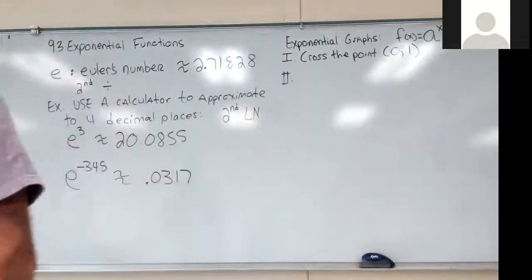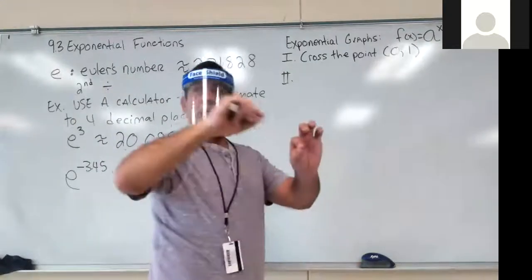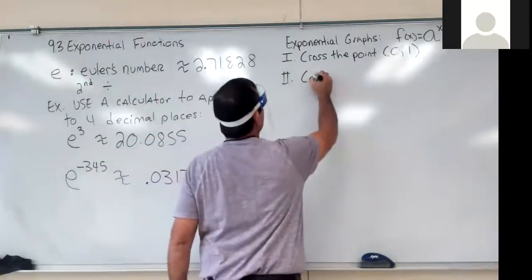These graphs are continuous, which means they'll have no holes in them or no asymptotes happening. So they'll be defined for all their points. So they're continuous graphs.